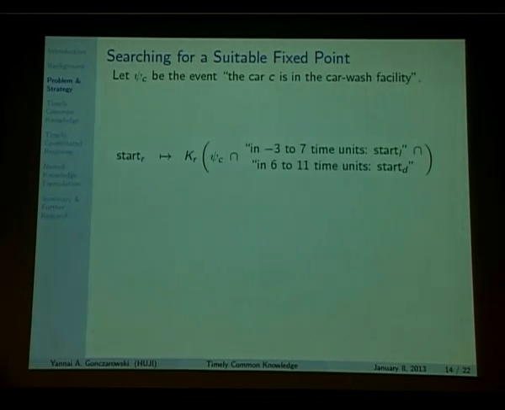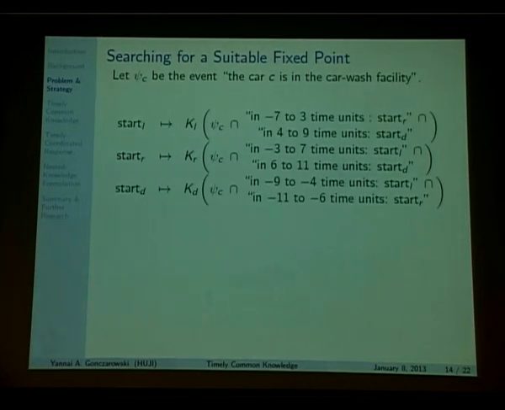So what do we know? We do know that when R starts, then R knows that the car is in the car wash, and that within -7 to 3, L starts, and within 6 to 11, D starts. We can't make a fixed point out of this. This is start R, this is start L, and start D. Doesn't work.